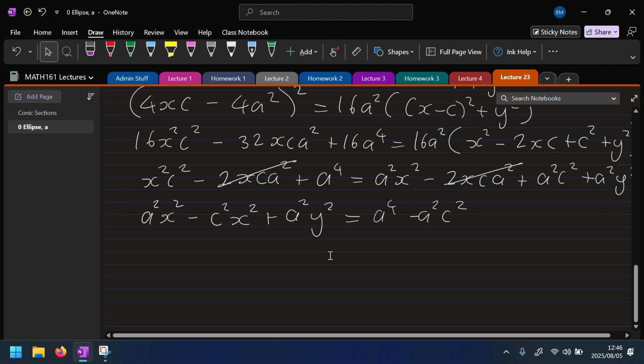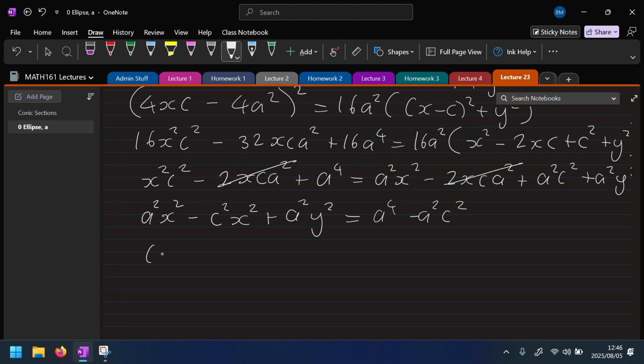First two terms, we can factor out the x squared. So it's going to be a squared minus c squared times x squared plus a squared y squared. And on the other side, we can also do a little bit of factoring, a squared and a squared. So we can take out an a squared, and we leave with a squared minus c squared. Okay, so that's after all of the factoring.